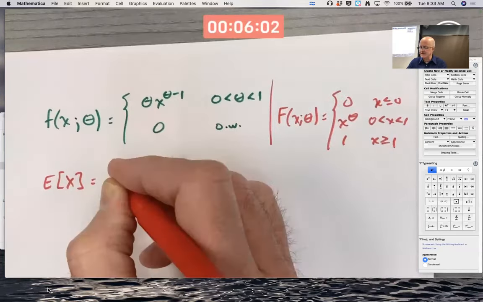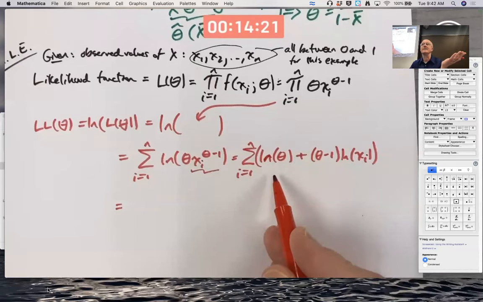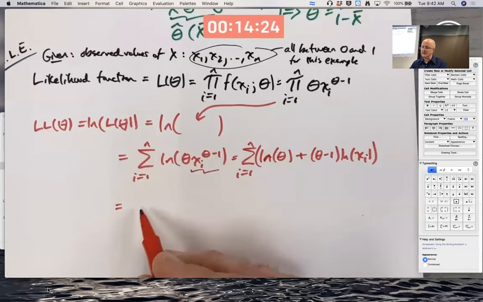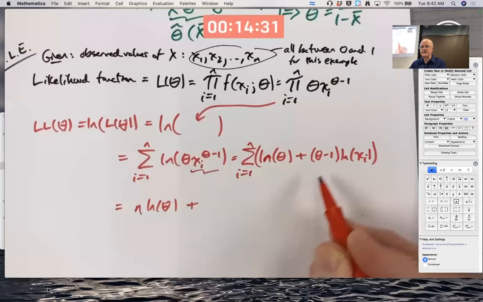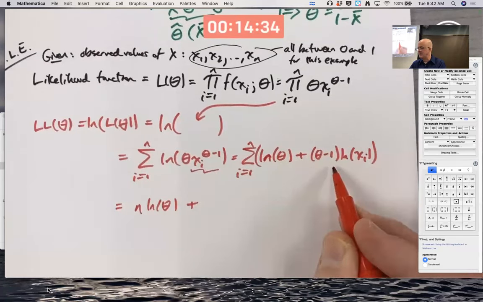The sum can be broken into two pieces, the first of which is the summation of ln of theta as i goes from 1 to n, but with respect to the summation, there's no i's there. That's a constant. You just get n times natural log of theta. With the second term there, the theta minus 1 doesn't involve an i. That can be factored out. Theta minus 1 of the summation. I still need the summation there for the natural log of the xi's though. So there's the log likelihood function.